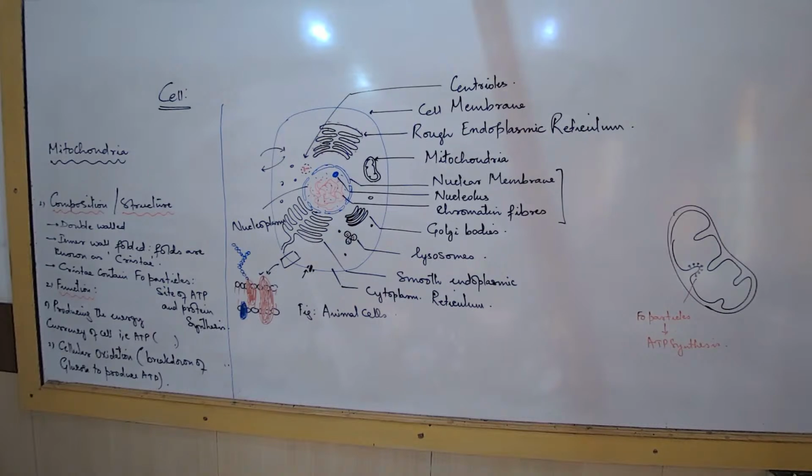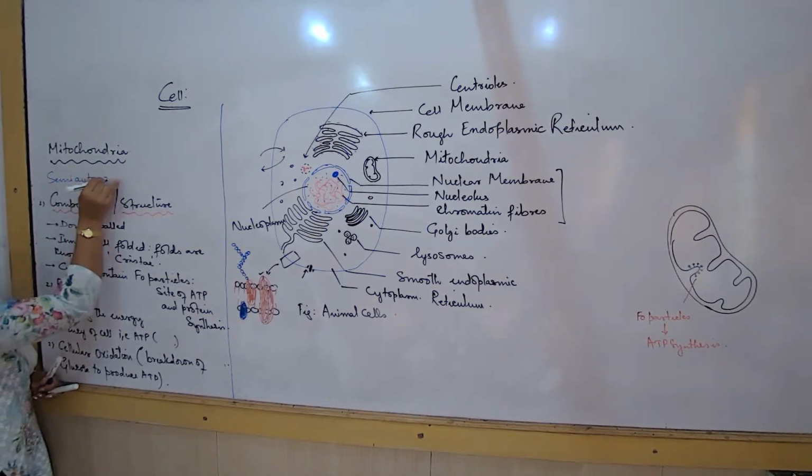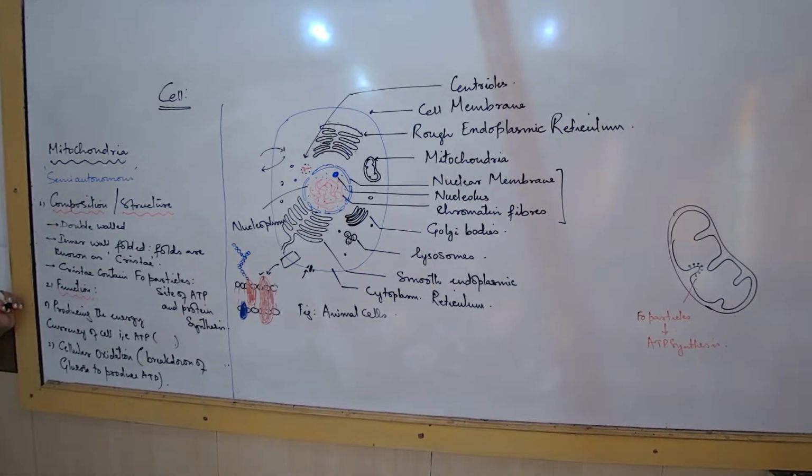Now, since we are talking about mitochondria, we have to understand this feature. What is the special, distinctive feature of mitochondria? The mitochondria is semi-autonomous. It is semi-autonomous because it has got its own DNA, and hence it can regulate its own function. It is not fully dependent on the nucleus. Is it dependent on the nucleus? Partially. Yes, partially it is dependent on the nucleus.